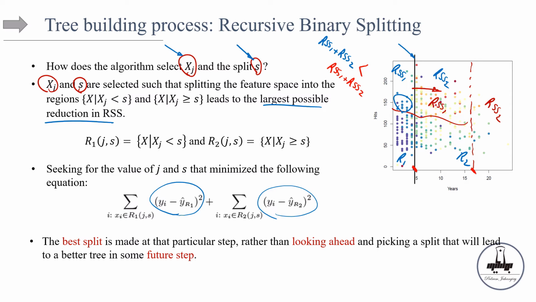So this is going to be done iteratively, and the algorithm is going to be able to optimize basically what feature to start with and where to put the split, basically J and s. And we said that this recursive binary splitting is greedy because it doesn't look ahead and it doesn't look at the potential good splits down the road, right? So the best split is made at that particular step rather than looking ahead and picking a split that will lead to a better tree in some future step. So this is a caveat of this model, and we are going to fix that one.